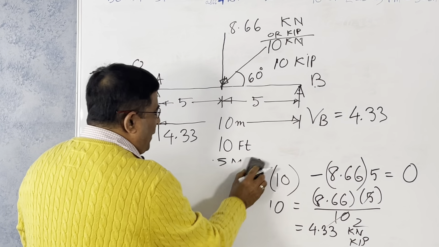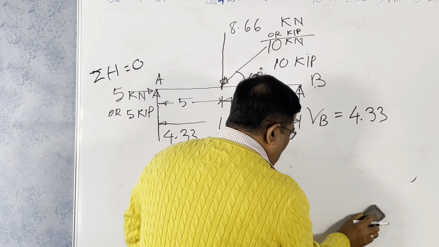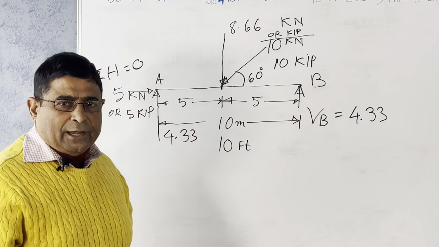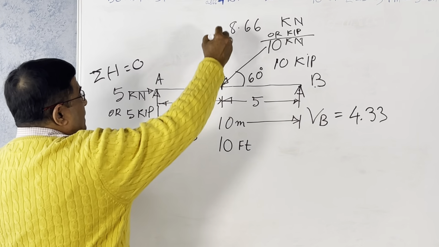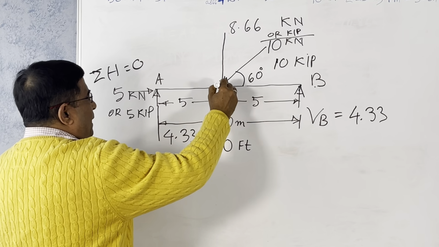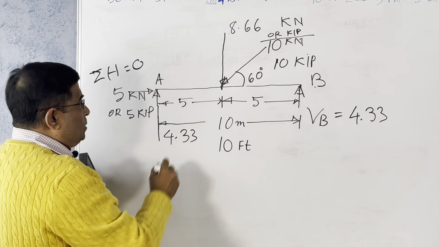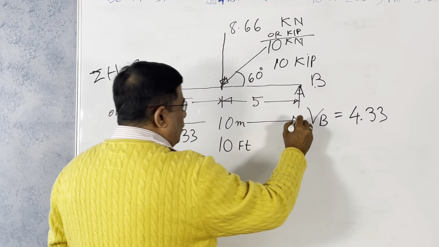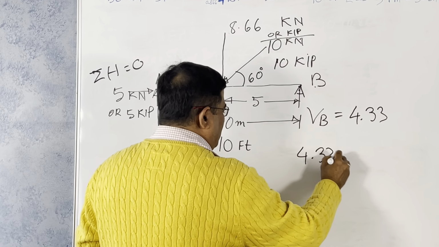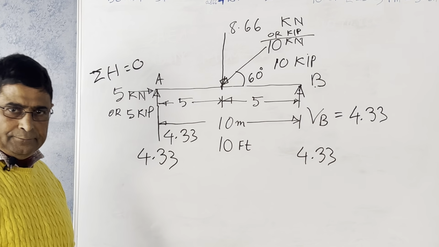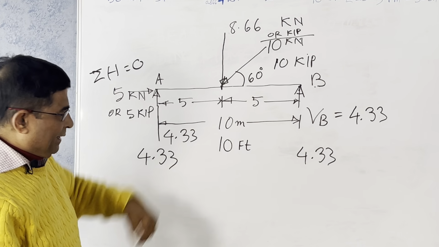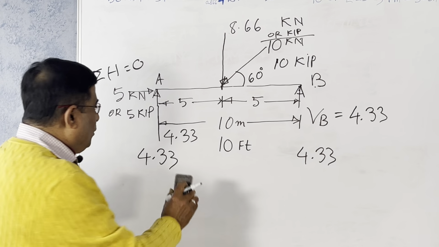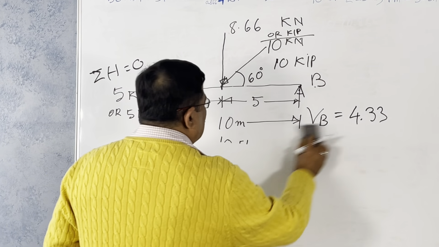Or one more way you can do it: total forces equal total reactions. So the 8.66 is exactly at the middle. Half will go this side, 4.33, and half will go this side, 4.33. This is how it is. It's exactly at the middle, so from symmetry you can put it 4.33. Now let us draw the shear force diagram or bending moment diagram.